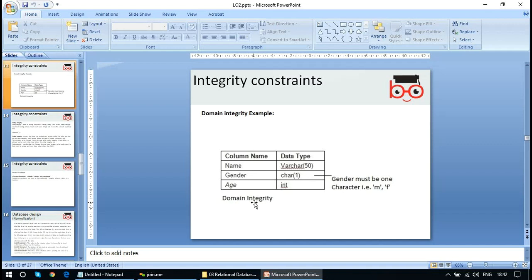So if you talk about the domain integrity on the gender, will you be able to write the word female over there? No, because you can only have one character, can't you? Yeah. So domain is basically another name for the range of values. When you follow the range of values within the database field, you say that it is obeying the domain integrity. Yeah, I get that.